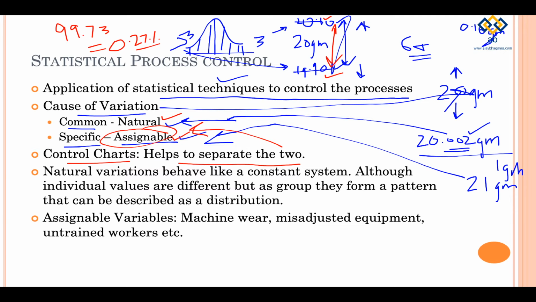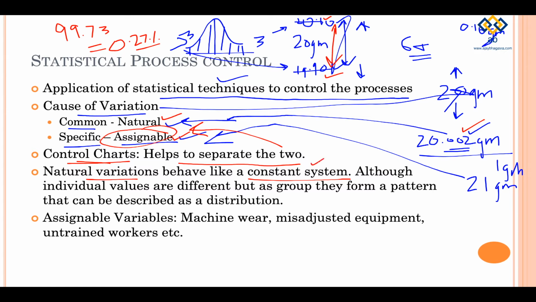That is why the control charts give the limit, right? The logic behind this is that the natural variations, the variations which are like 0.002 grams, behave like a constant system because they would be there. They are not changeable, they are not controllable, they would be there, right? They would behave as a constant system.